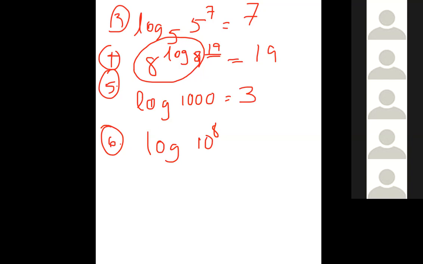There's 3 zeros. Yes. So the answer is 3, as in 10 multiplied by itself 3 times. Okay. There go 3 zeros to get to 1,000. All right. Next one, guys.